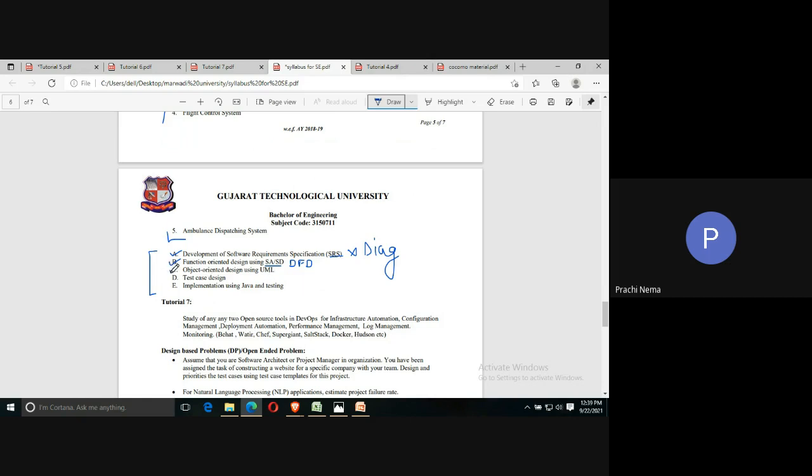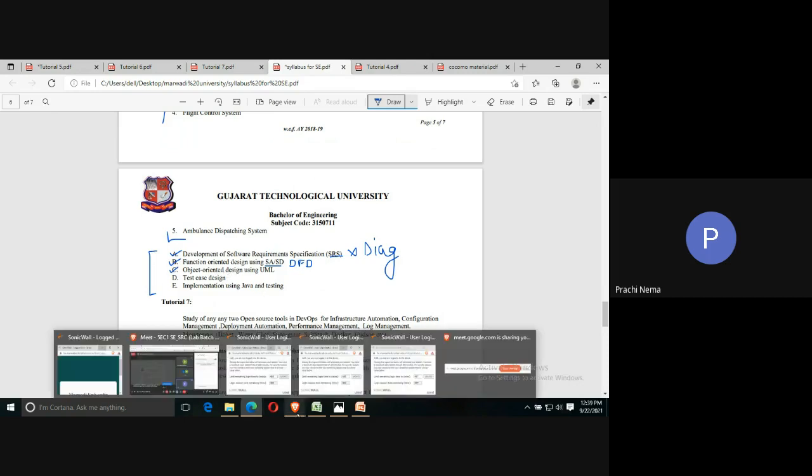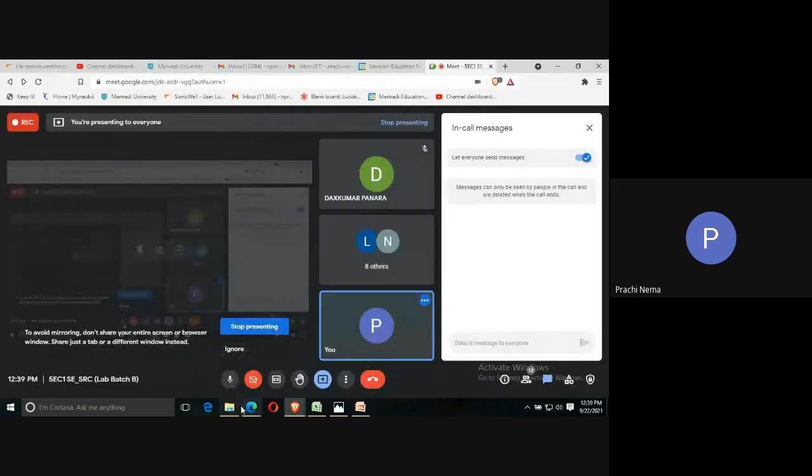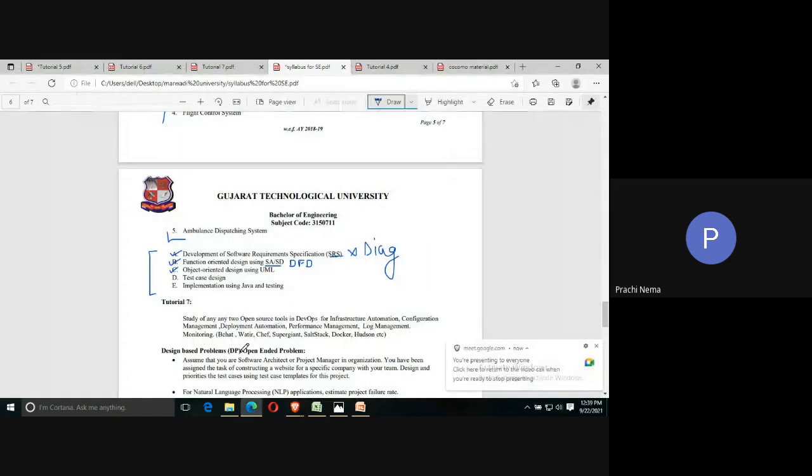Then comes the third point, that is object oriented design using UML. So object oriented design using UML means that you have to draw the class diagram, because UML is based on the concept of object orientation, and the best type of UML diagram which explains this object oriented part is your class diagram. So just simply draw the class diagram for your point number 3.